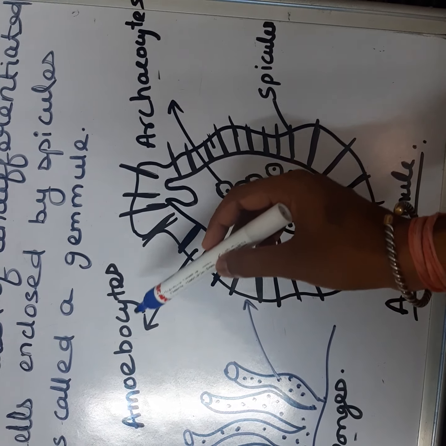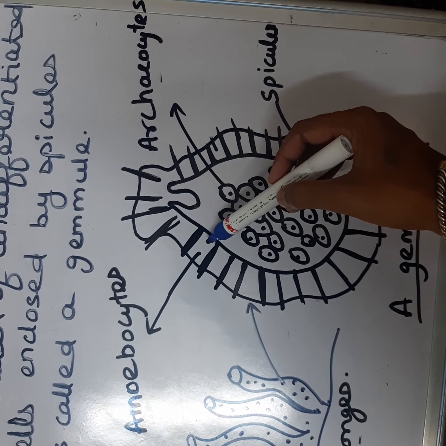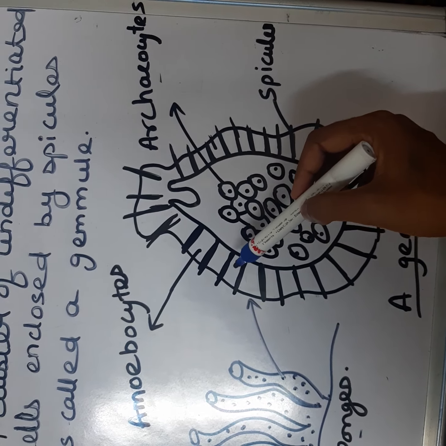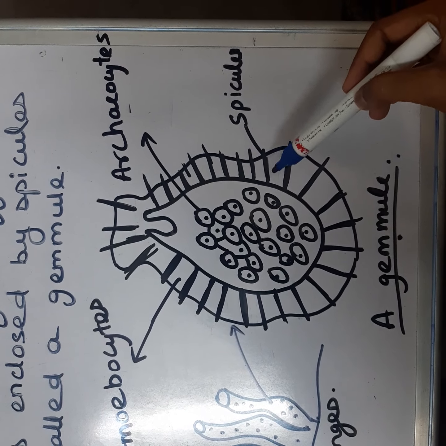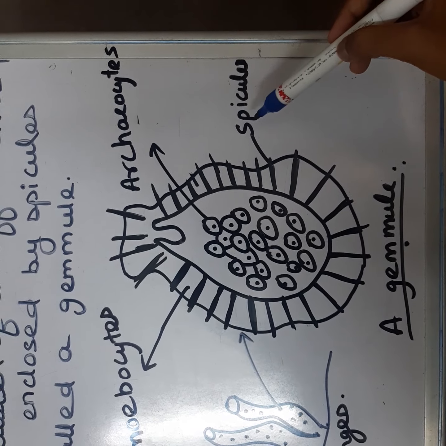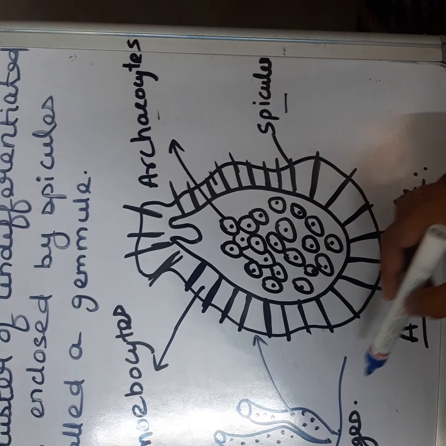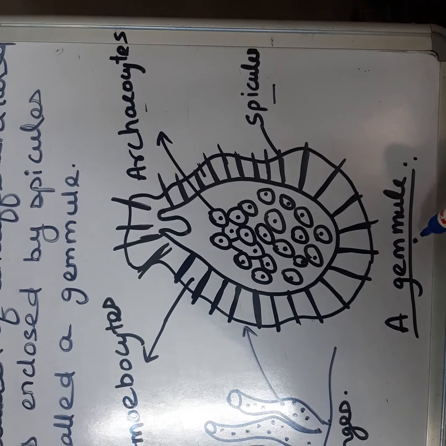Then these amoebocytic cells contain special spine-like structures. These lines, as you can see, are spine-like structures which are known as spicules. And this whole body is called a gemule.